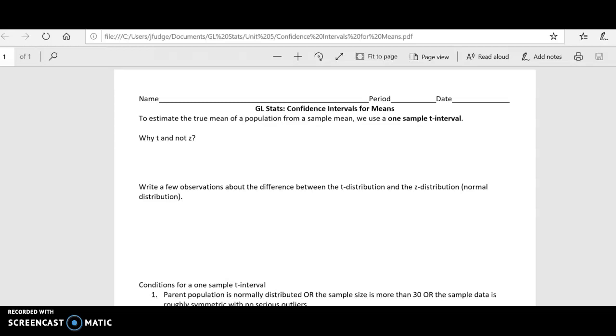Today we're going to talk about confidence intervals for means. So far we've only talked about confidence intervals for proportions, all the p-hat business. So to estimate the true mean of a population from the sample mean, we use a one sample t interval. Why t and not z?